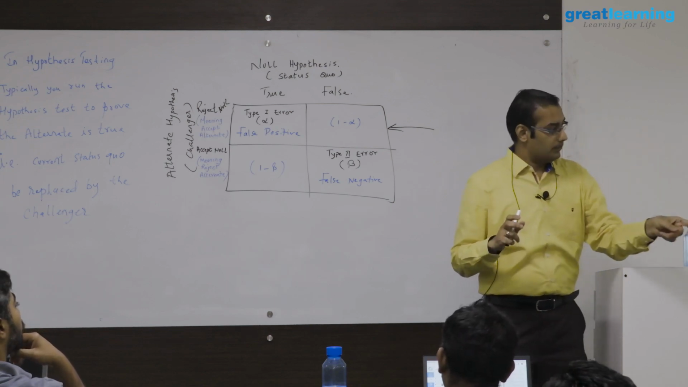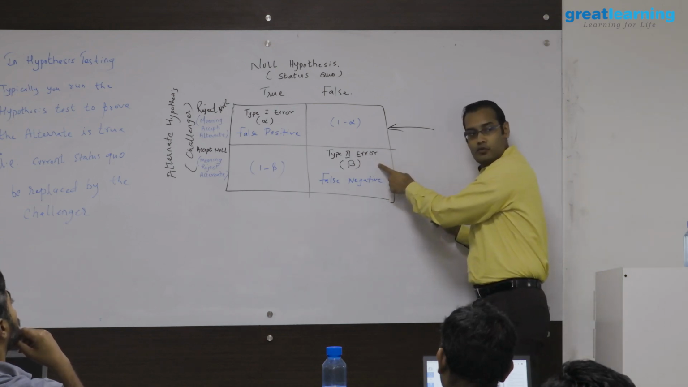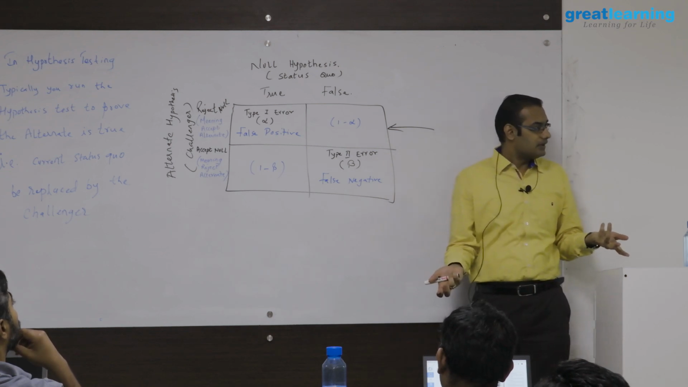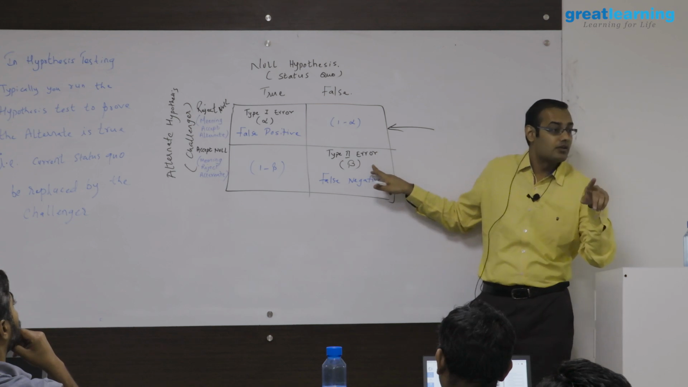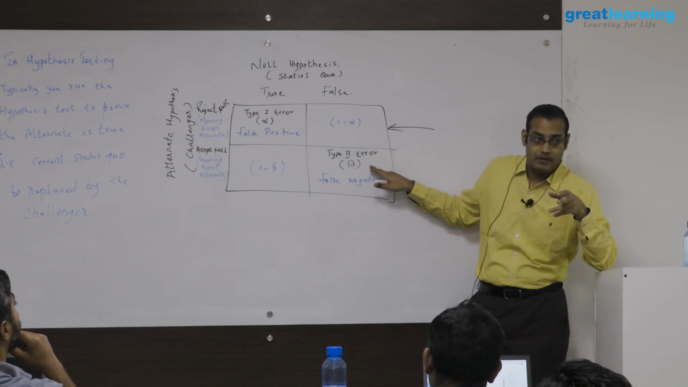If you are not going to implement the challenger, in that case, will this error come into play? Because you have not implemented anything. And that's the reason why beta in hypothesis testing is not considered when we typically do a hypothesis test.